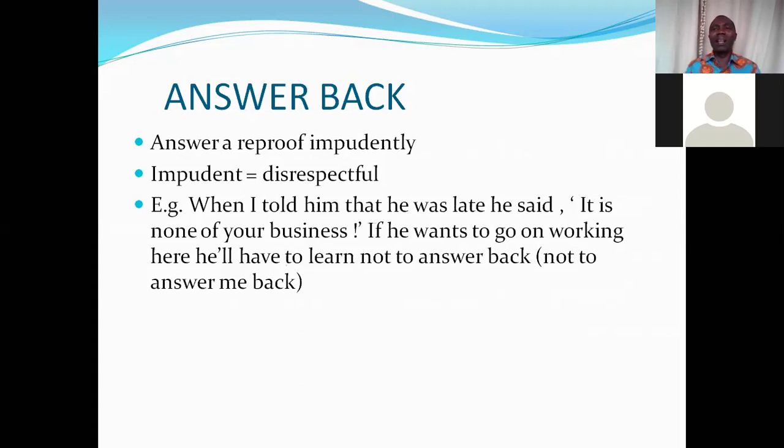It's not the normal answering of somebody sending you a mail or a WhatsApp message, and you answer back or reply to that message. That's normal. So answer back is an idiomatic expression, to answer a reproof impudently, disrespectfully, not in a respectful manner. That shouldn't be the case at all. As a child, as a learner, as a student, you shouldn't do that. Okay, that is what it means. Great.